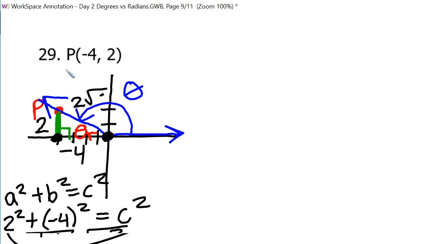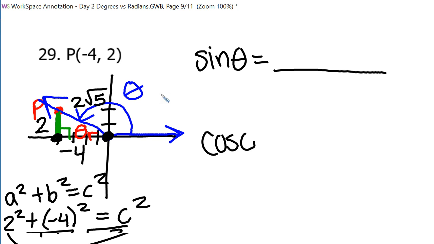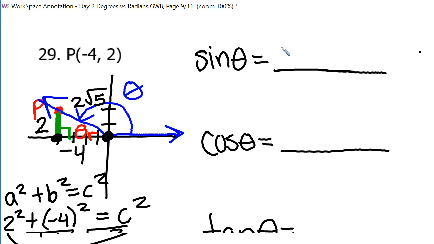Once you have all three sides, you're ready to find the sine, cosine, tangent, as well as the other three. So I need sine of theta. We need cosine of theta. We need tangent of theta. And what's the reciprocal for sine? Cosecant. So we need the cosecant of theta. And the reciprocal for cosine is secant of theta. And the reciprocal for tangent would be cotangent.